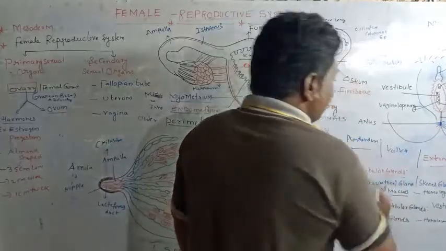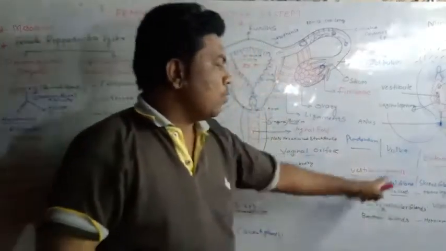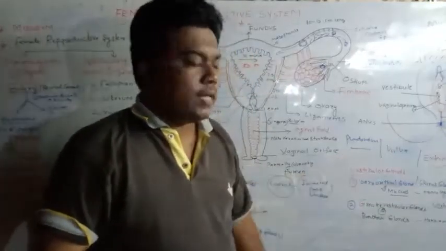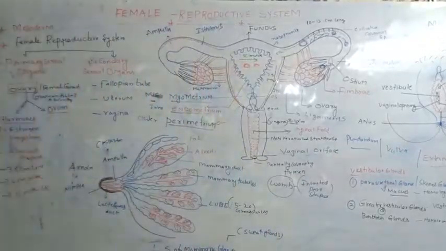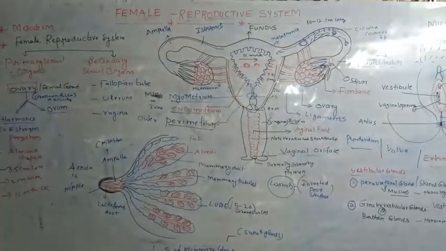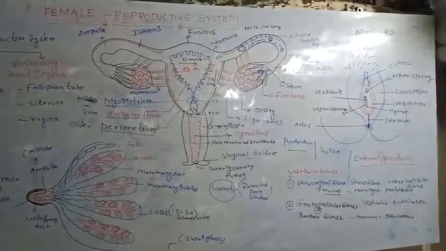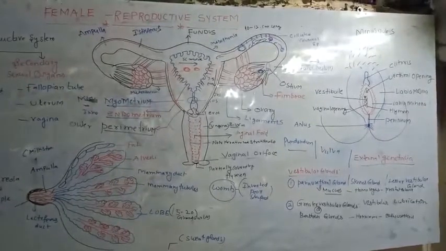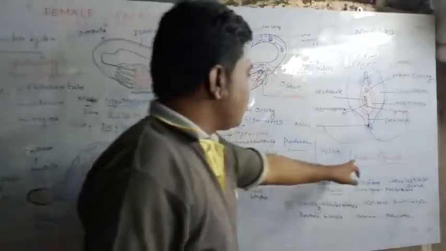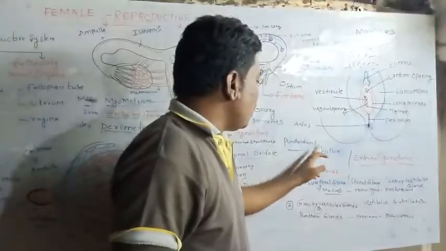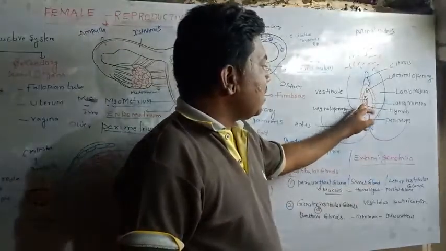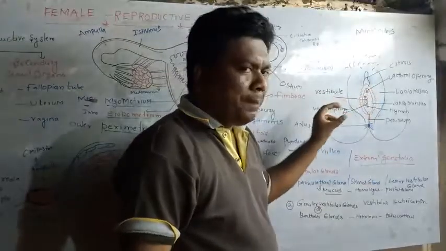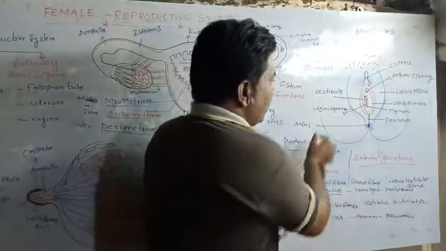The female external genitalia is also known as the vulva, and also as the pudendum. This is very important. Let us talk about the pudendum. The female external genitalia centrally contains one depression, called the vestibule.